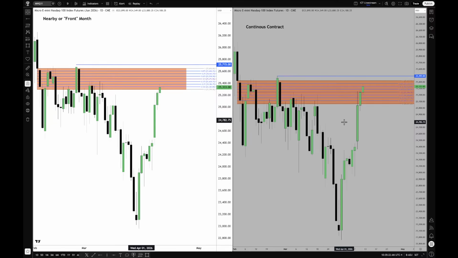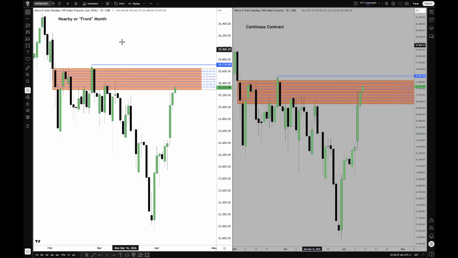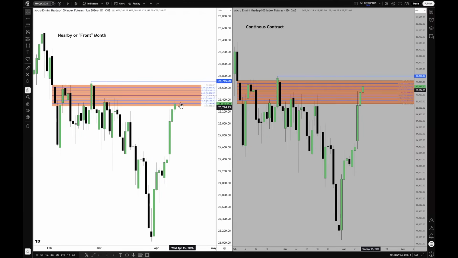But both of them are agreeing with the settlement price. Okay, but look what's going on. On the front month or June delivery contract, we're in the lower portion of that suspension block. Half gap, consequent encroachment, 25,474 half. And then the high above this inefficiency, should it keep going, comes in at 25,715. Those are two key levels based on the front month.